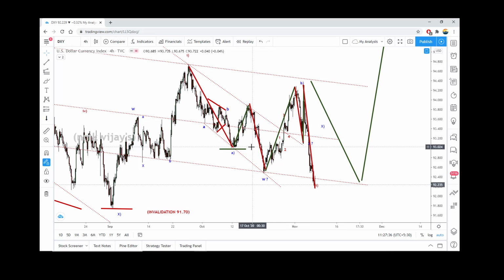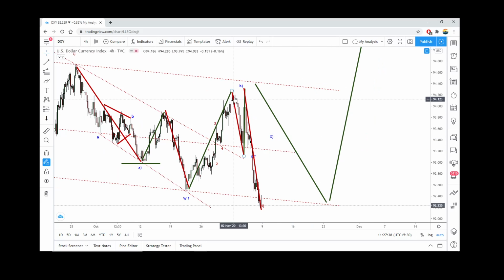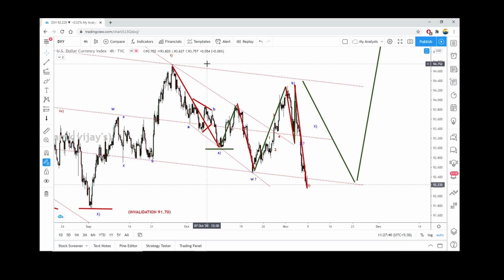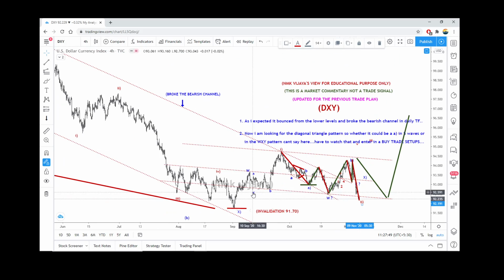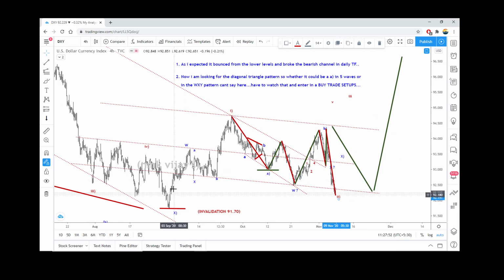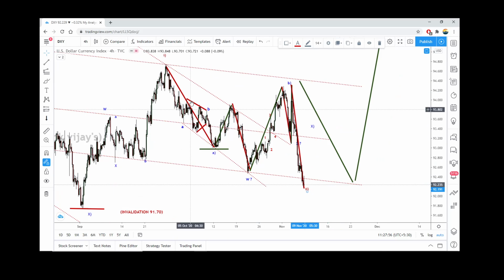There is a lot of chance, if it didn't break this high, to break this low. So exactly what I did is take it as a diagonal triangle. So this could be an ABC as a 1. Then this is a complex correction. So ABC is an A, and again this whole thing becomes a B. So this is the A, B, C as a B, and then this is the C.